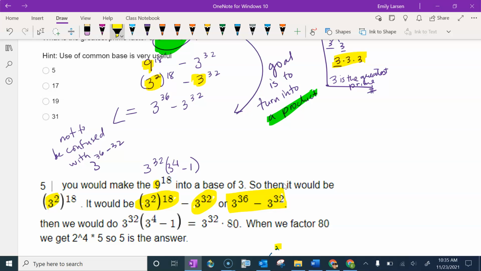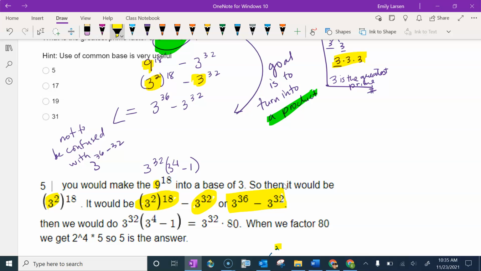Notice it's not a product yet, but it's nice because you do have a common base. So then you could actually factor this. Turn this difference into a product by taking the greatest common factor between these two. And that would be 3 raised to the 32nd, and then times the factor 3 to the 4th minus 1. And you can always double back and see that it is in fact equal to this difference.